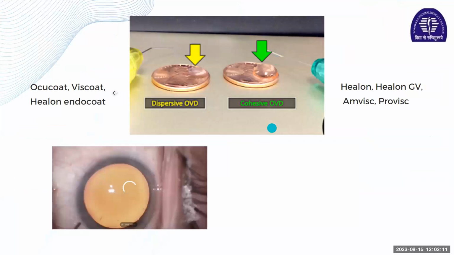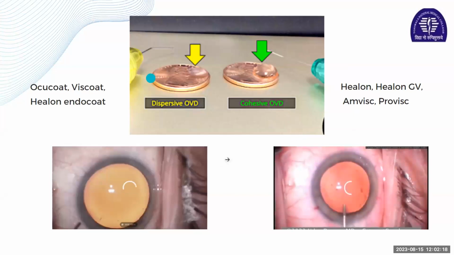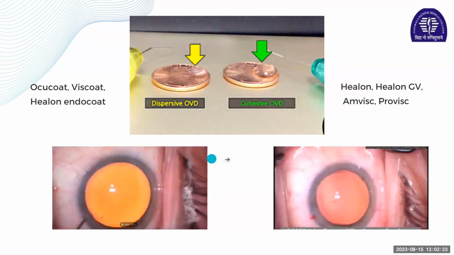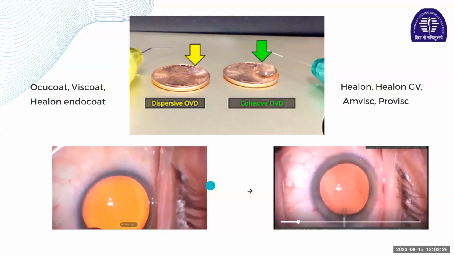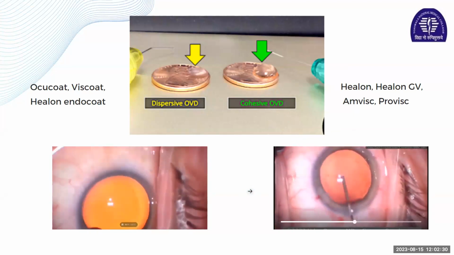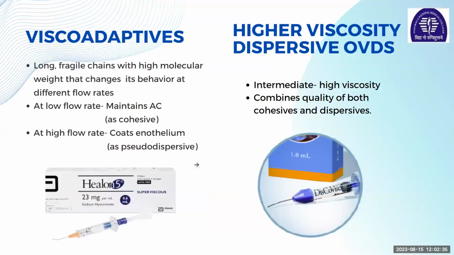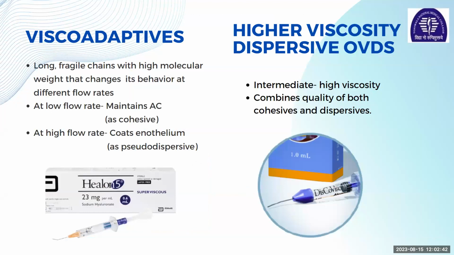Dispersive OVDs are OcuCoat, Viscoat, and Healon Coat. Now we can see in this video, which is playing, for dispersive, we inject a dispersive agent going across the anterior chamber, and while coming out, it coats the endothelium. Whereas for cohesive, we can see when we enter, the cohesive agent tends to stay in the space and stretches the capsule. Now coming to viscoadaptives, as the name suggests, at low flow rate, it maintains AC, and at high flow rate, it coats the endothelium. Whereas higher viscosity dispersive OVDs have intermediate to high viscosity.